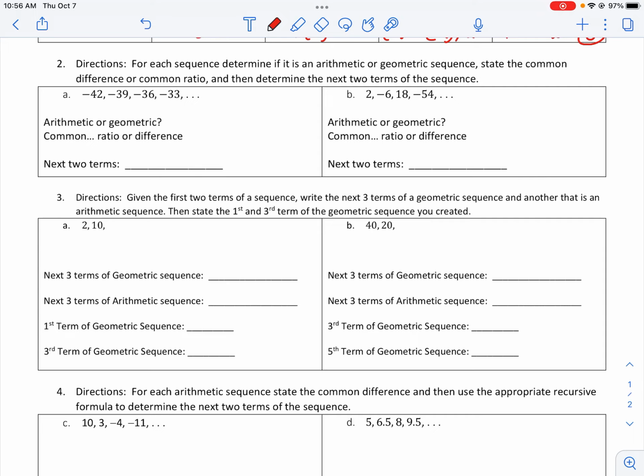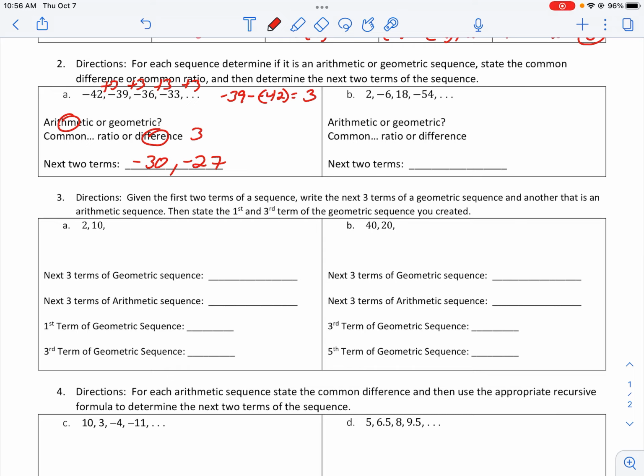On number 2, like we've been doing, how are you moving from -42 to -39? I try one of my 2 tricks. I go ahead and subtract the second term from the first term, go to decimals, plug it in, it should give you a value of 3. If this is arithmetic, then adding a 3 from one term to the next should give me the sequence. And it does, okay? A plus 3 keeps giving me that sequence. So that means it's arithmetic. That means we have a common difference of 3. And the next 2 terms then are -30 and -27.